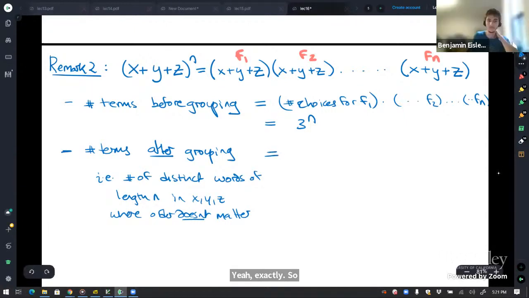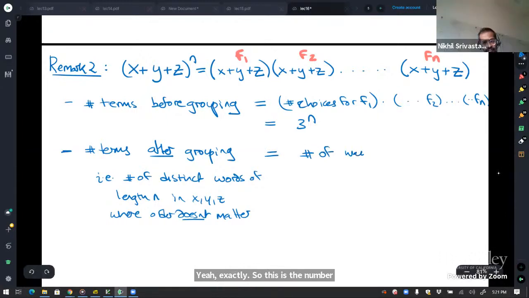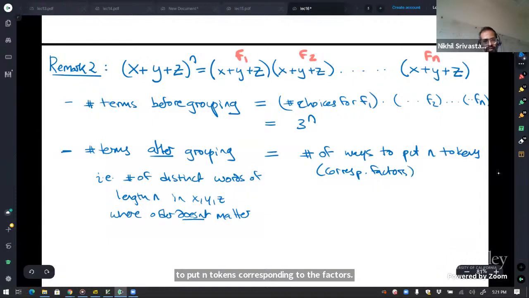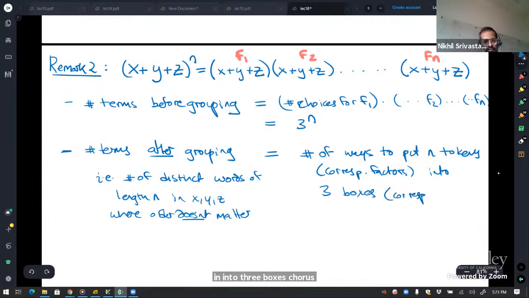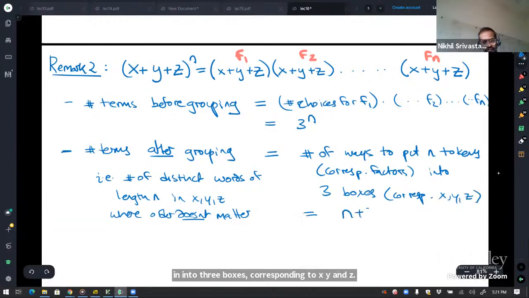exactly. So this is the number of ways to put n tokens corresponding to the factors into 3 boxes corresponding to x, y, and z, which we know is n plus 3 minus 1, choose 2. So it's n plus 2, choose 2.